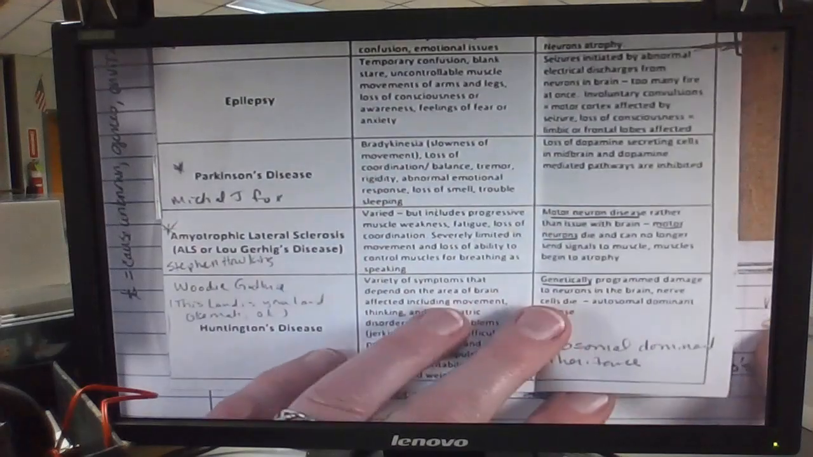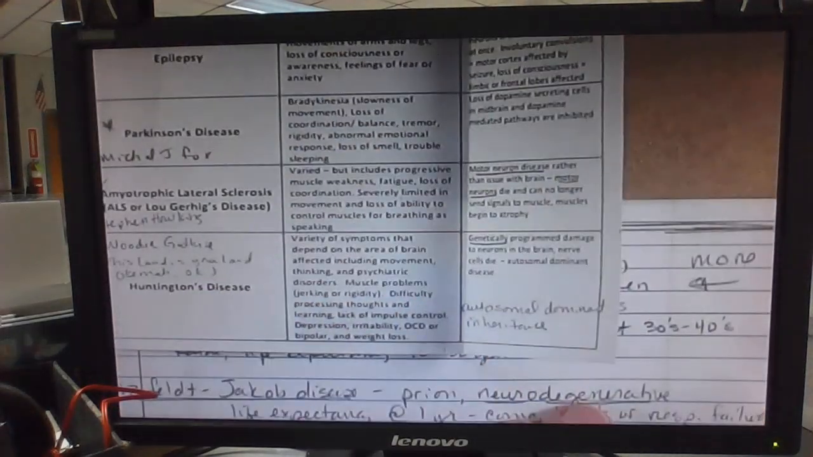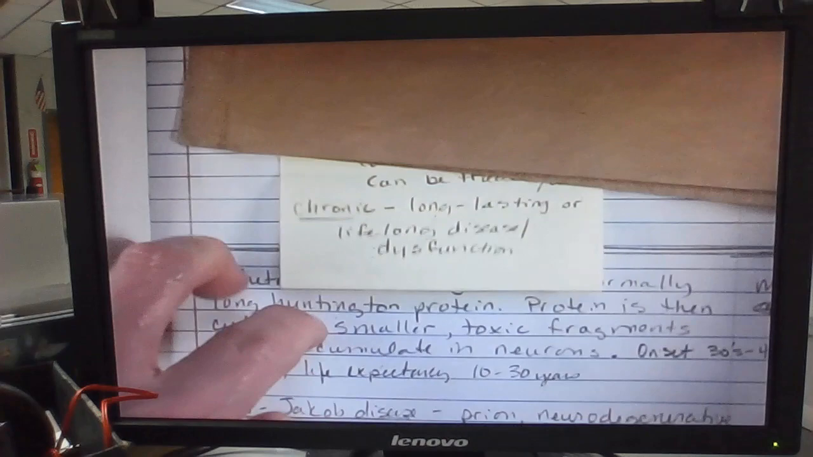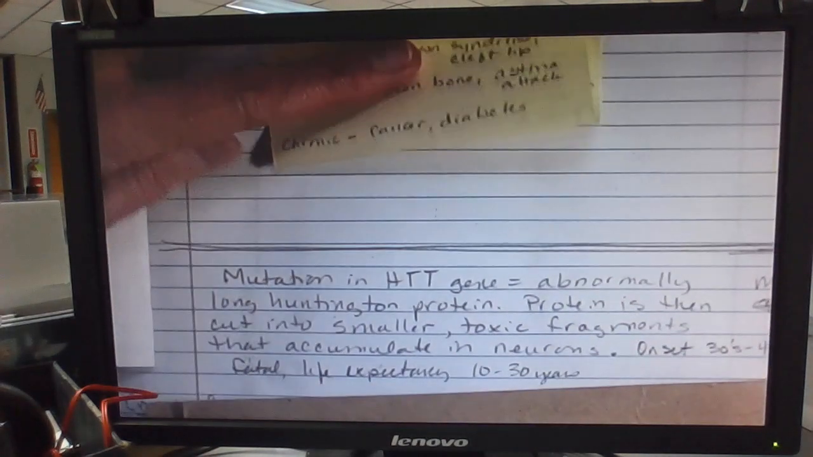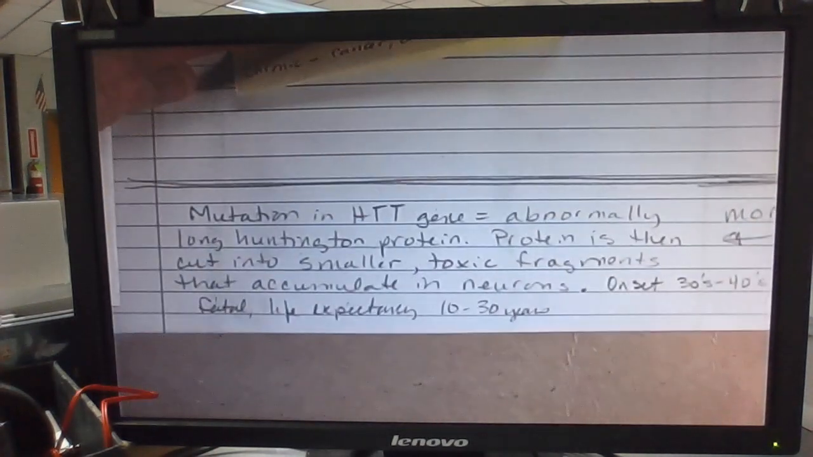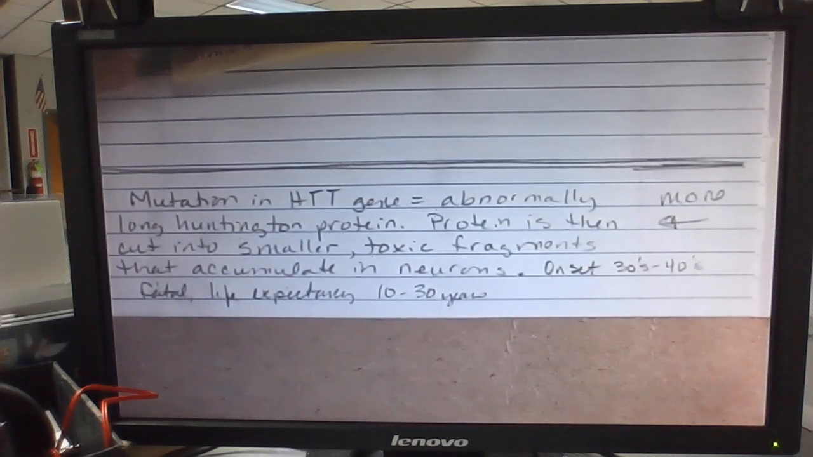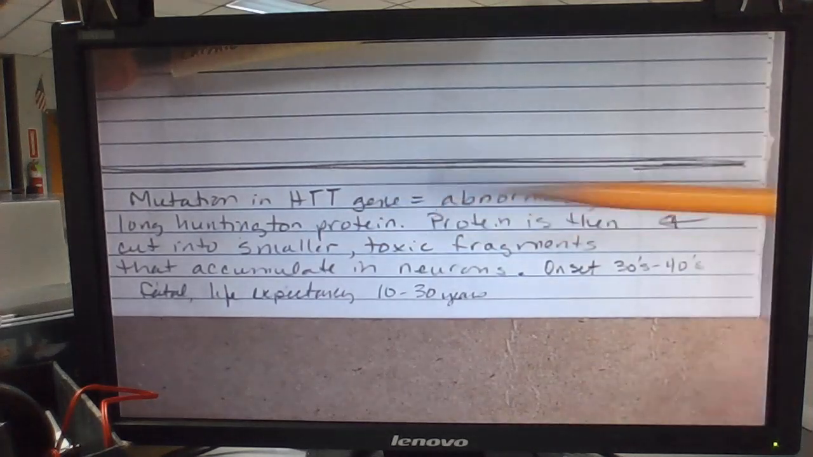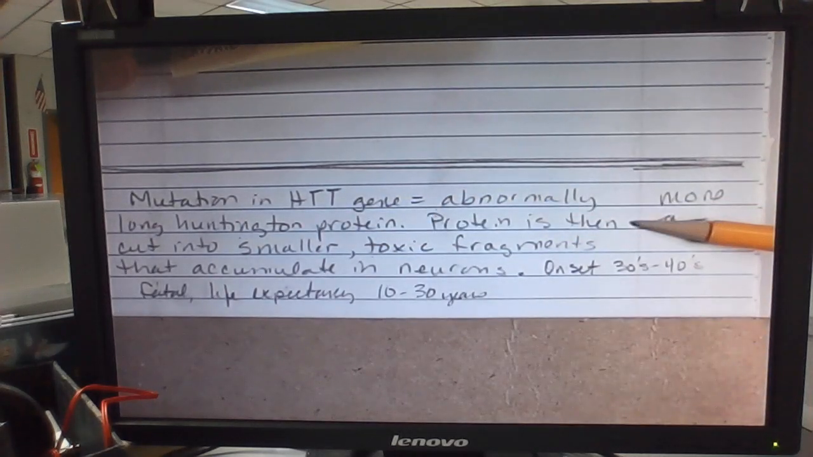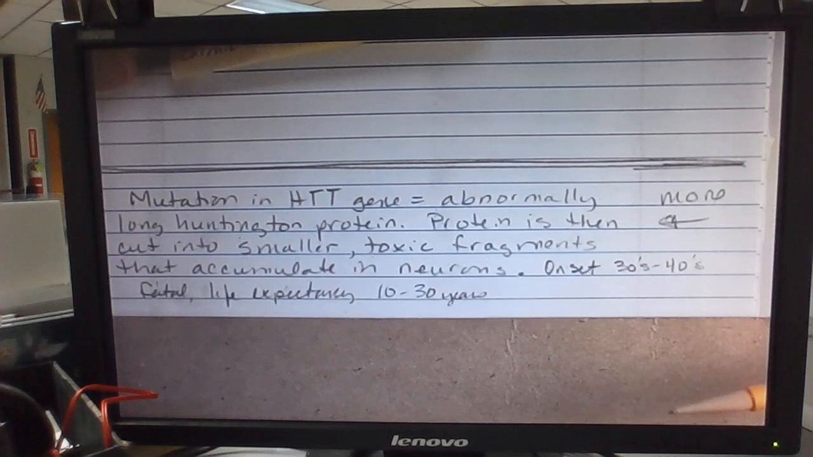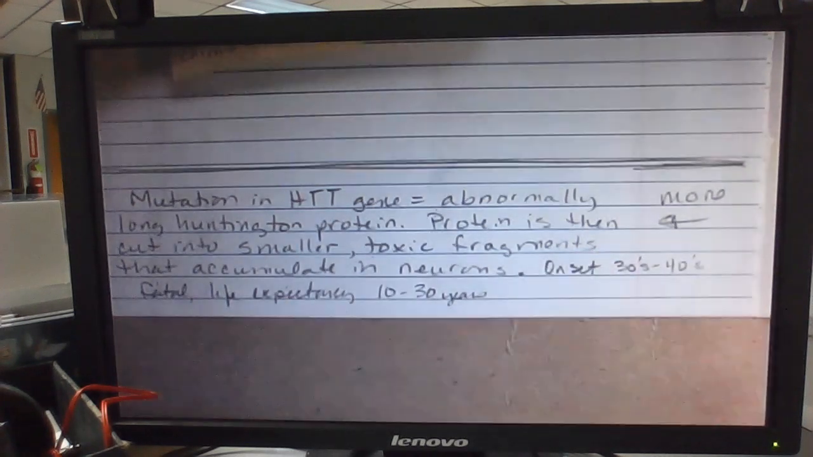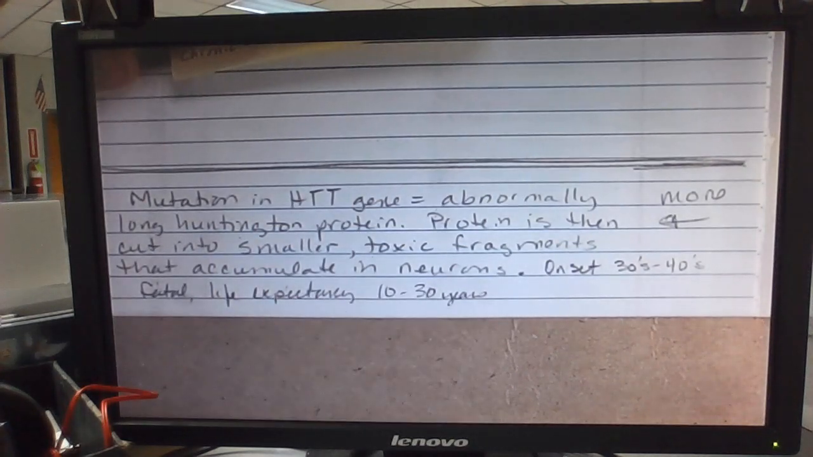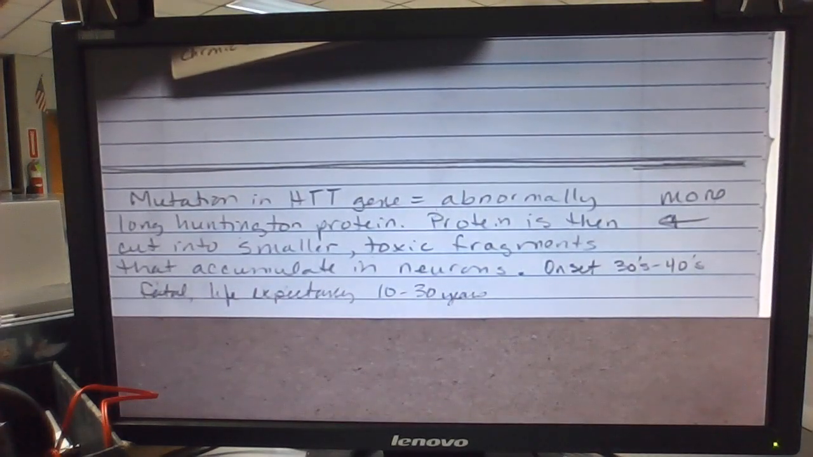So I have more information over here for Huntington's disease. Huntington's disease is a mutation in the HTT gene. It creates an abnormally long Huntington protein. The protein is then cut into smaller toxic fragments that accumulate in neurons. The onset of symptoms is from the 30s to 40s. This is a fatal disease, and life expectancy once you get symptoms is 10 to 30 years.